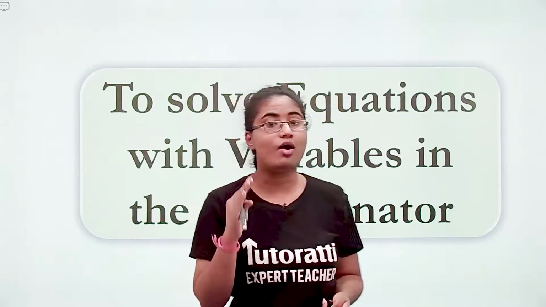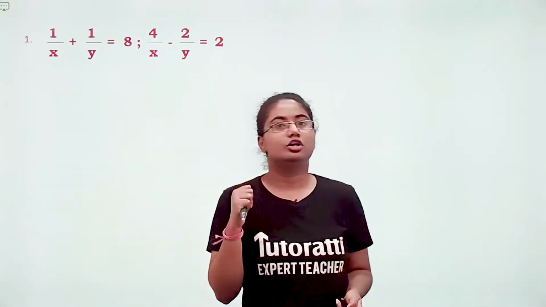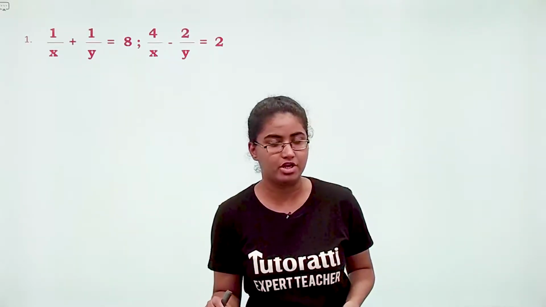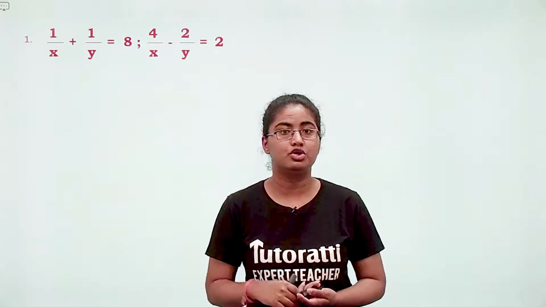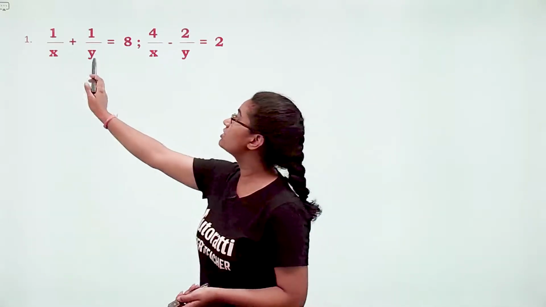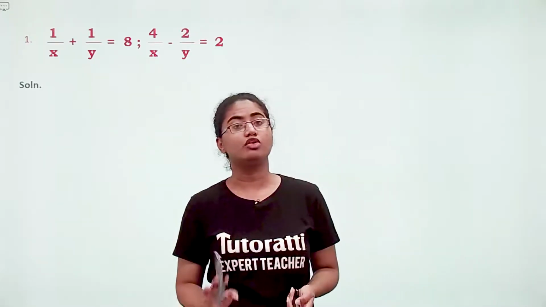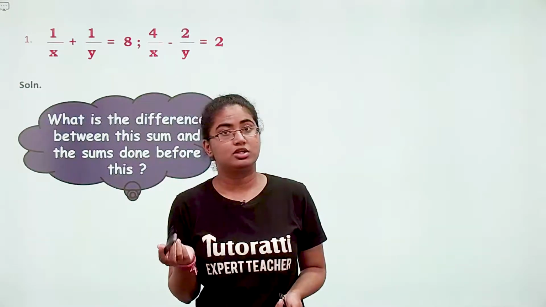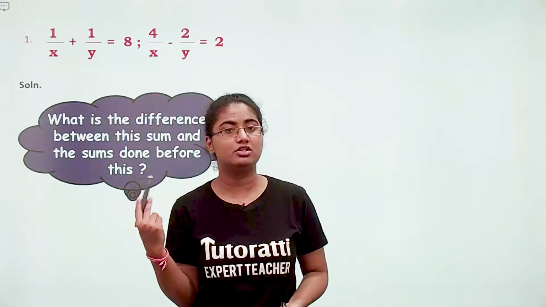Okay? So now our variables are in the denominator. Let's take a quick example. The example is over here. 1 upon x plus 1 upon y is equals to 8. 4 upon x minus 2 upon y is equals to 2. So you can see now the variables are in the denominator. How do we do this? First of all, the variables now are in the denominator. ये हमें पता है. So that is what is complicated in the sum.